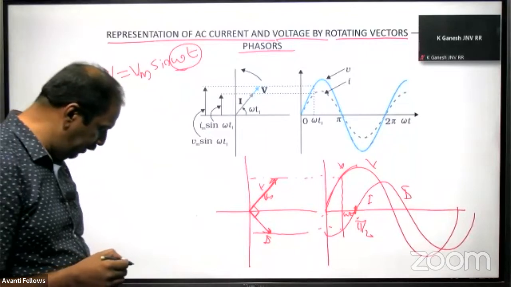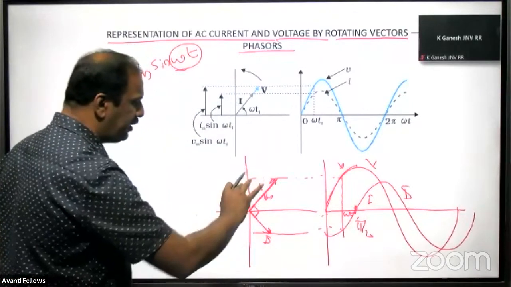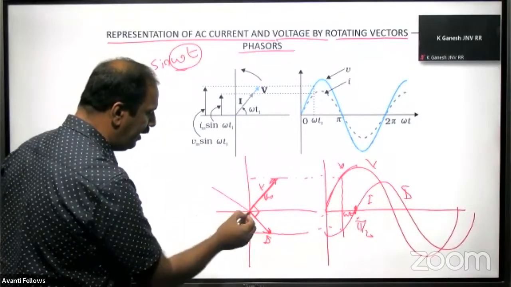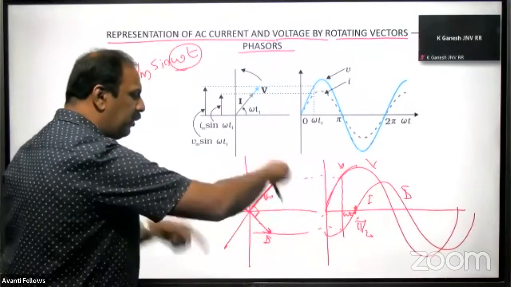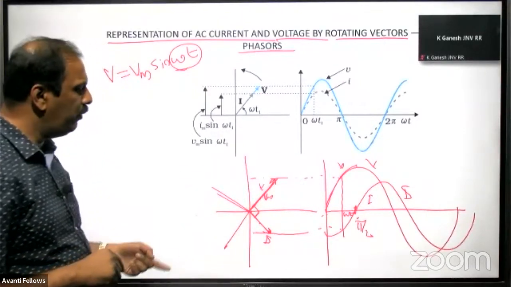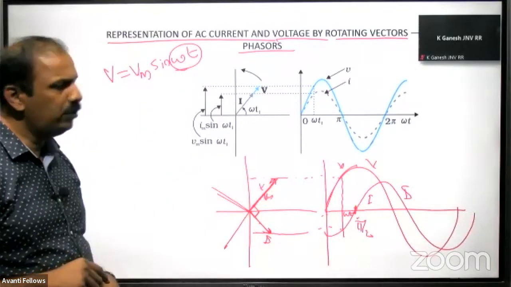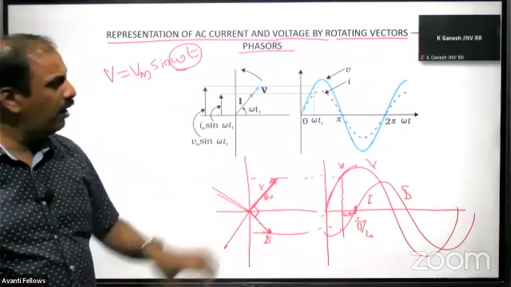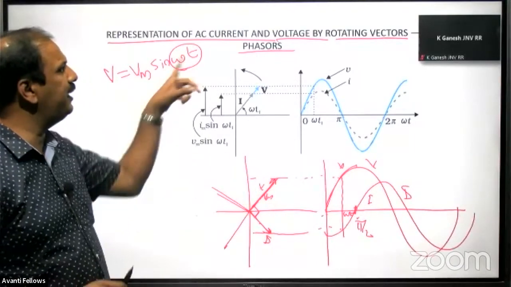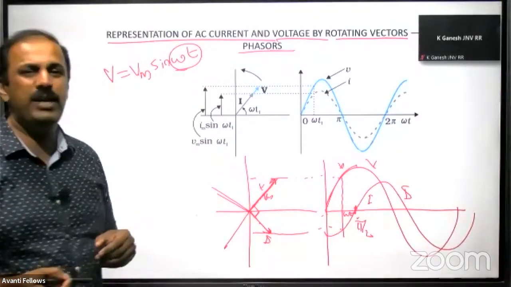So when this is going front, this will rotate. When this reaches here, this will be here. When this reaches here, this will be here. So it will rotate in such a way that always this will maintain an angle of 90 degree. So that's how we will use the concept of rotating vector to represent the AC voltage and current. So this type of diagram is called a phasor diagram.